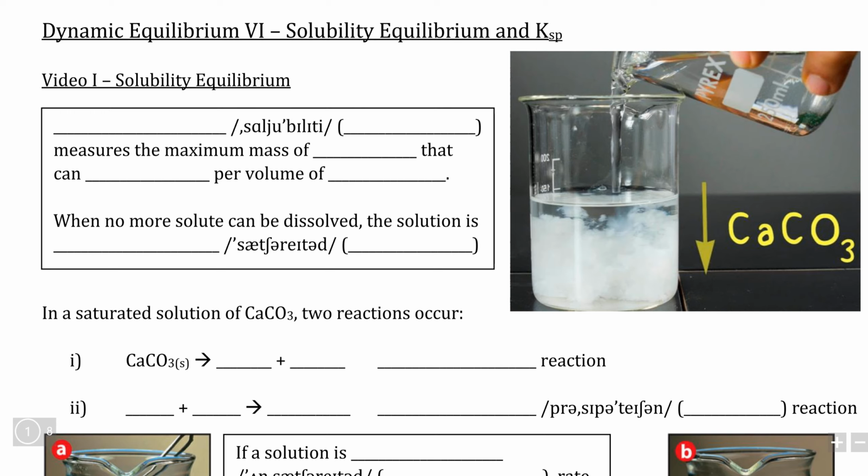In this series of videos, we're going to be exploring the first major application of the principles of dynamic equilibrium, studying solubility and solution chemistry in general. Solubility as a measurement simply measures the maximum amount of solute, the chemical that is dissolved, that can be dissolved within a specific volume of solvent, that being the chemical that does the dissolving.